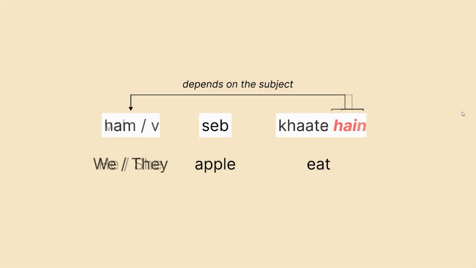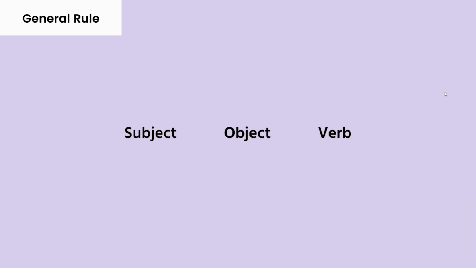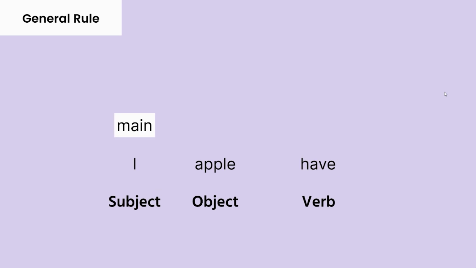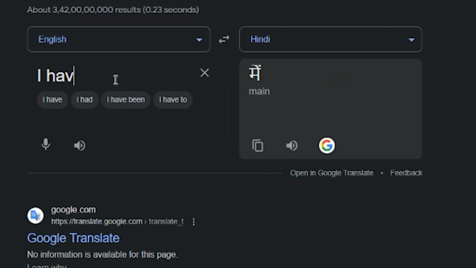At least, that is what you would have learnt. But then, what would you think if you are asked to translate I have apple? If we follow the general rule that we have created, then it should sound like main, say, the Hindi word for the verb have. This is what you would think, right? Based on the pattern that we have learnt. But it turns out you're completely wrong. This is how you should translate.